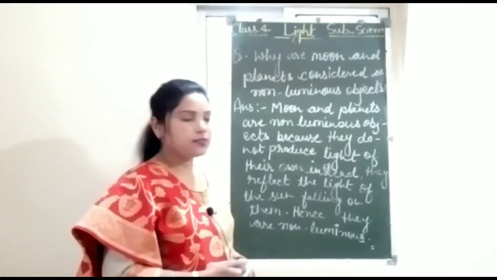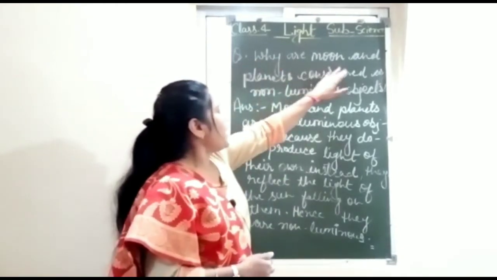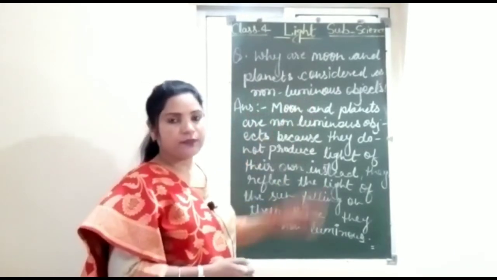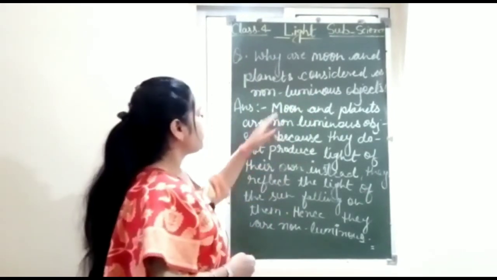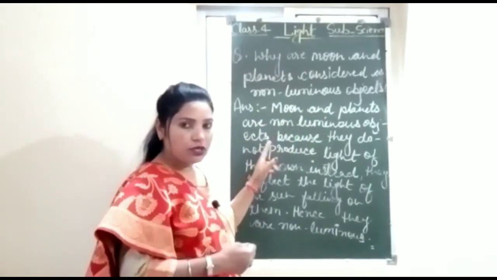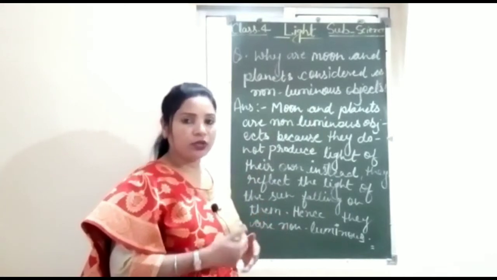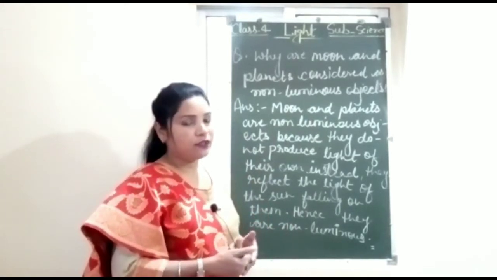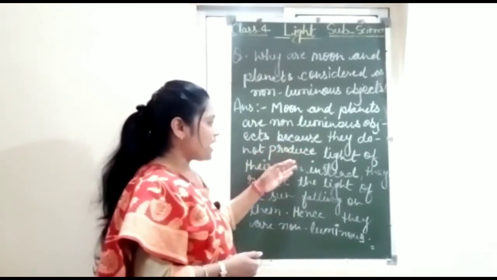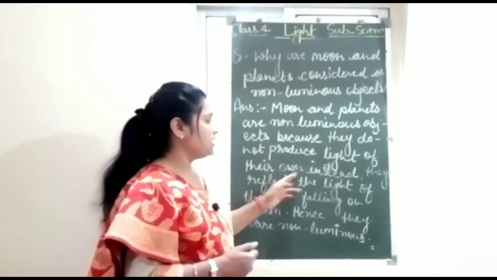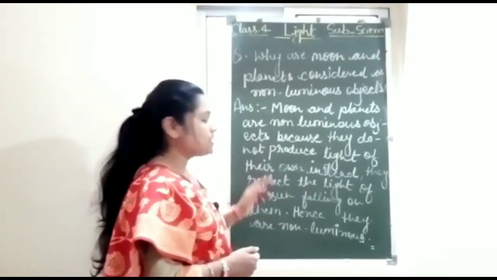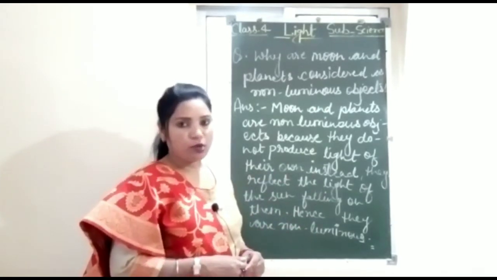Now the question arises, why are moon and planets considered as non-luminous objects? So let us see the answer. Moon and planets are non-luminous objects. You know, sun and stars have their own light, but moon and planets do not have their own light. So they do not produce light of their own. Instead, they reflect the light of the sun falling on them. Hence they are called non-luminous objects.